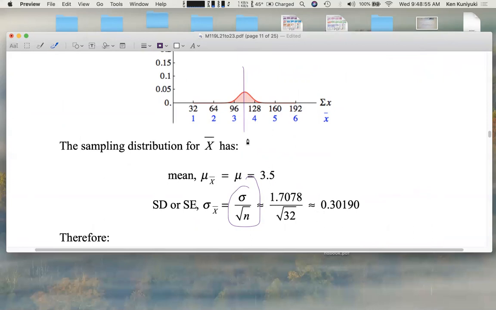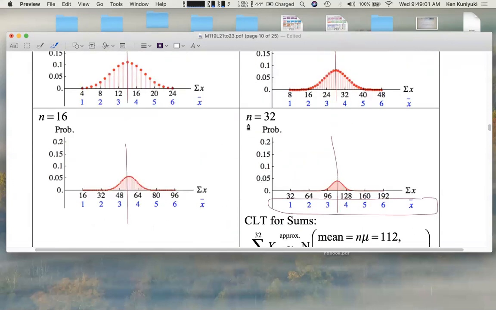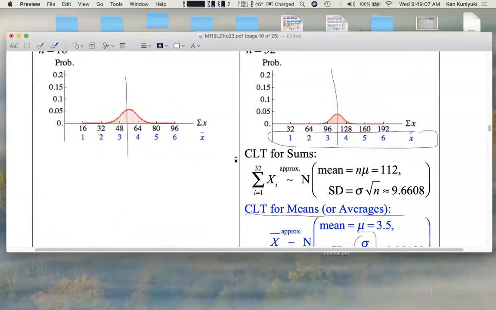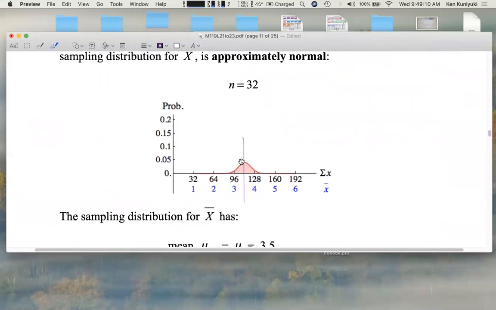It's way down. So we're getting much tighter clustering of this distribution about the 3.5 here, the mean, as opposed to up here, where it was a lot more spread out. Standard dev here was 1.7. Standard dev down here, 0.3.